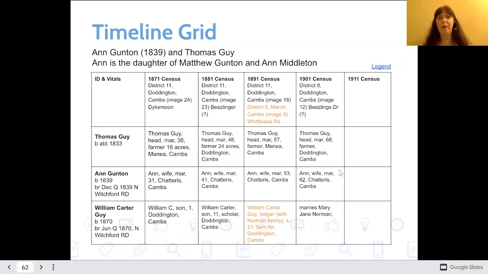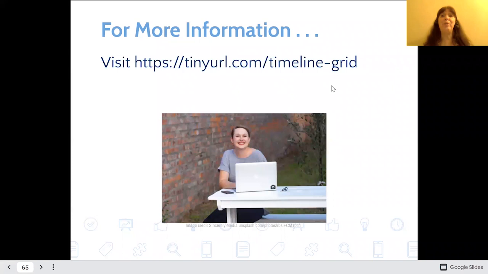So the purpose of that was not to go into a deep dive on the timeline grid, but if you want to learn more about it, visit this website, tinyurl.com/timeline-grid. And that will take you to a place with templates and a wiki article and webinars and different things that will help you if you decide that that might be helpful for your research.